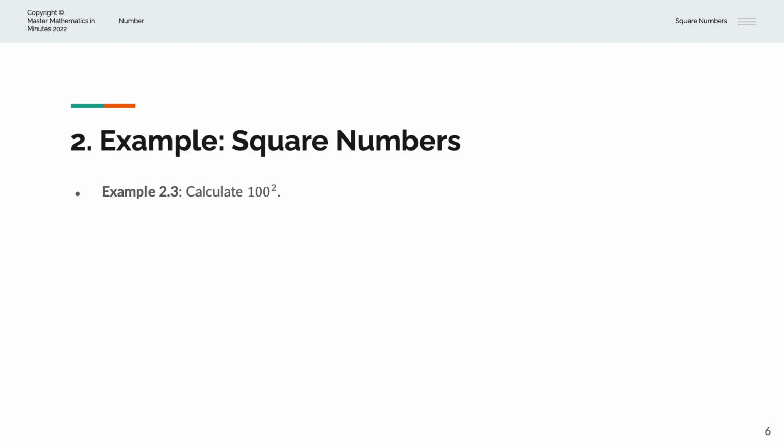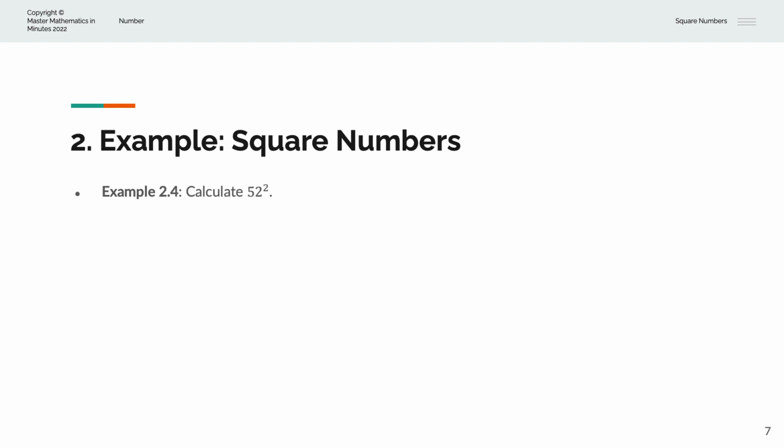In the third example, we're asked to calculate 100 squared, or 100 to the power of 2. So, 100 squared is equal to 100 multiplied by itself, which is 100, and that is equal to 10,000.